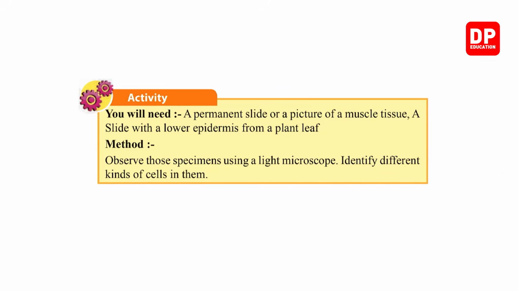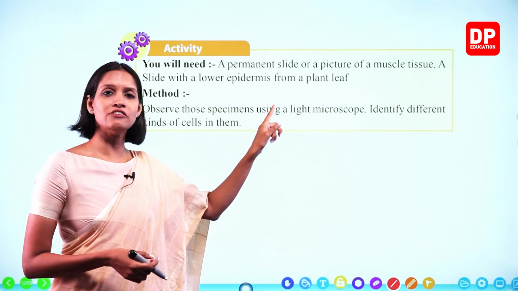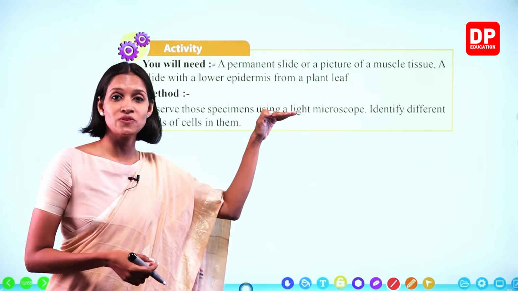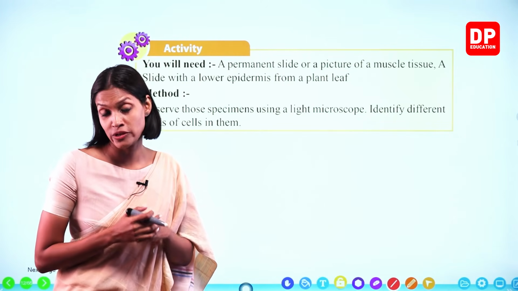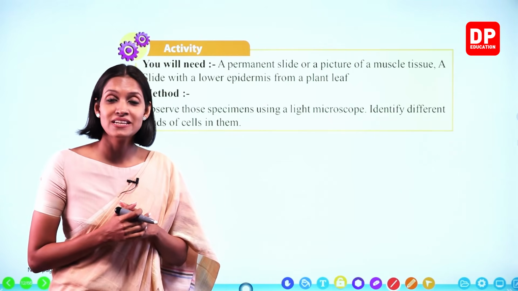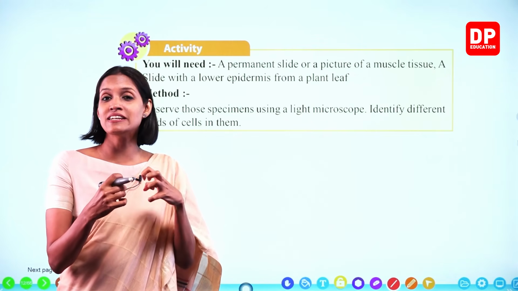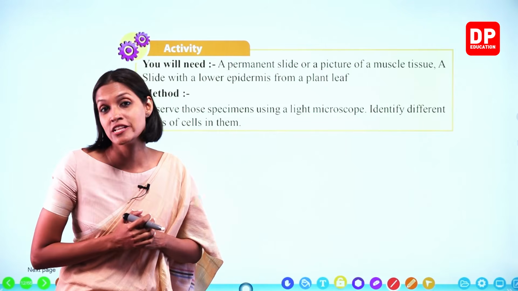We have this activity to do. You will need a permanent slide or a picture of a muscle tissue. I'm going to explain this part using a 3D picture. You will also need a slide with a lower epidermis from a plant leaf. Do you remember we already observed this one? We observed the lower epidermis of a plant, and I explained that plant tissue is made up of different types of cells. It had guard cells, which can increase and decrease the size of stomata, and it was also made up of other types of cells.